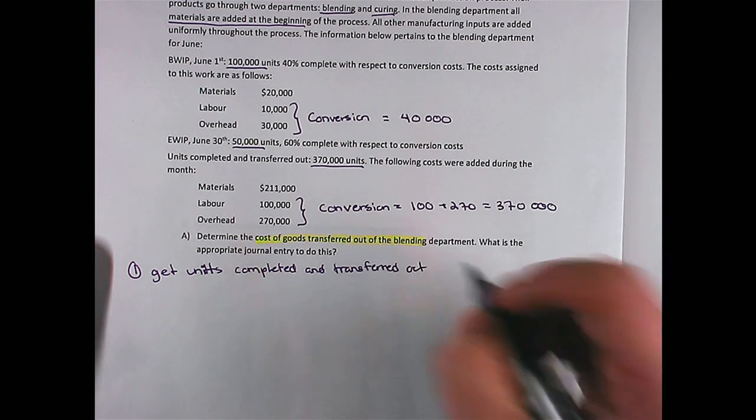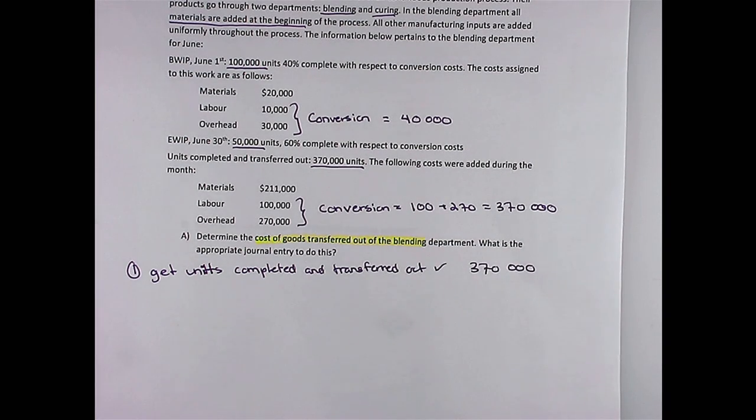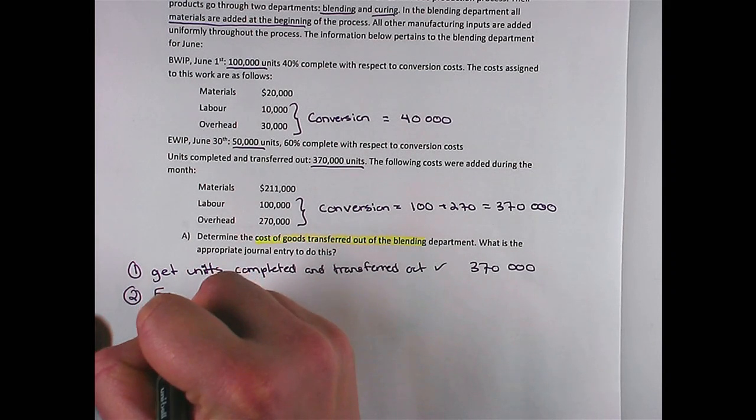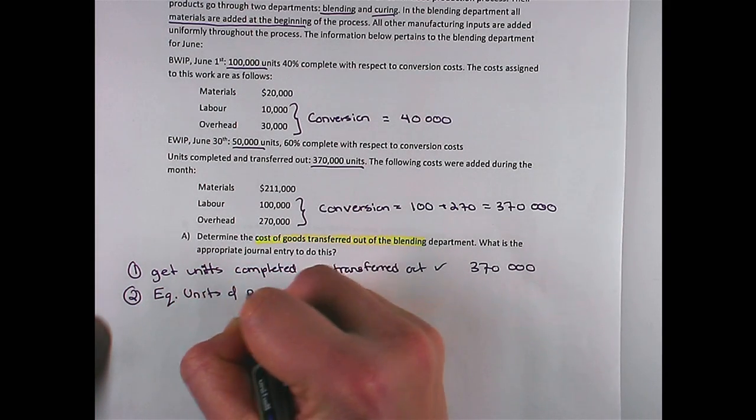And so step one in any problem is to get the units completed and transferred out. But we already have that. It was given to us at 370,000. So if we didn't have that, if it had given us start, if it had given us end, like what we were doing previously, we might have to solve for it. Step two is to get the equivalent units of output, of production.